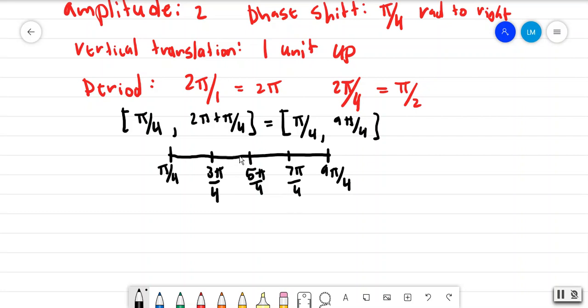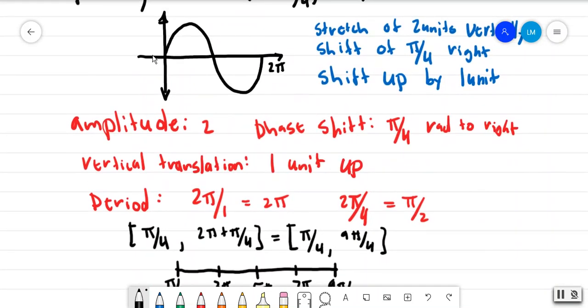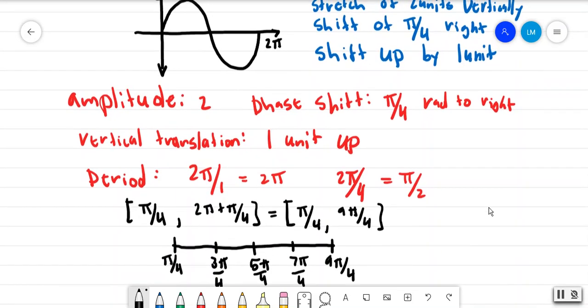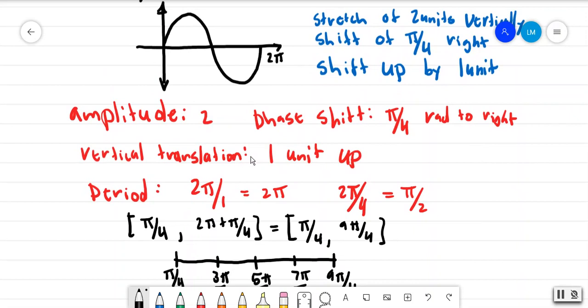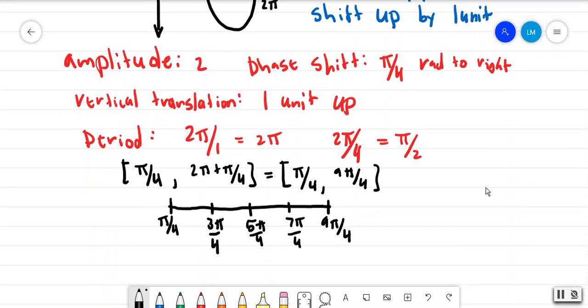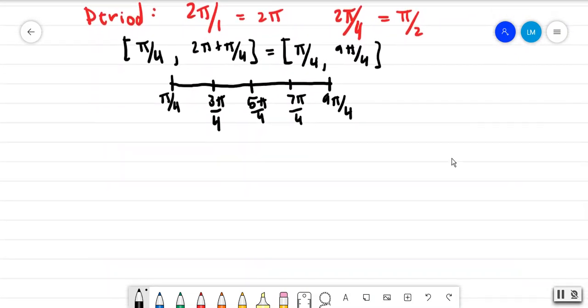Okay, now in that case, that just tells you the important points. So if you go back over here, does anything really change? Not really. The only thing that changes is that there's a vertical stretch of 2 units.